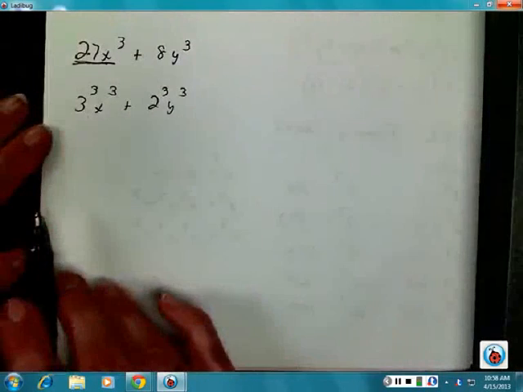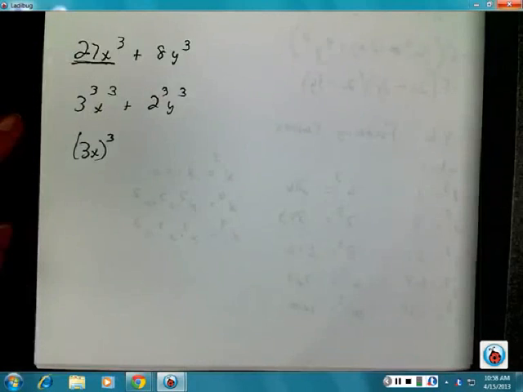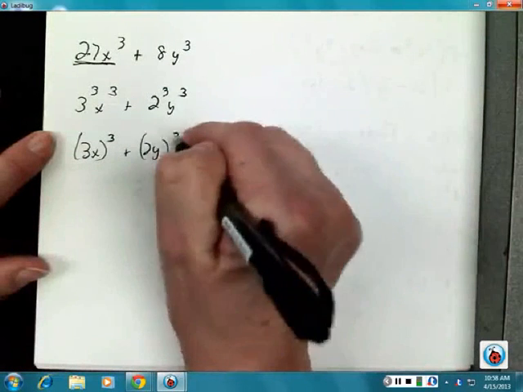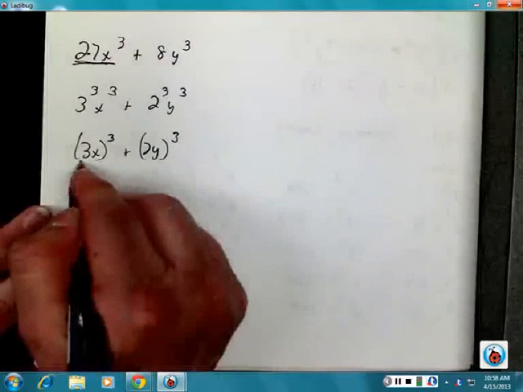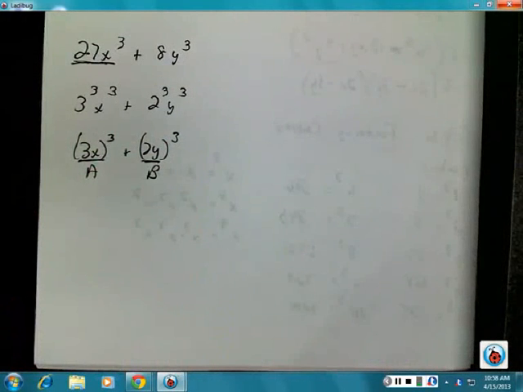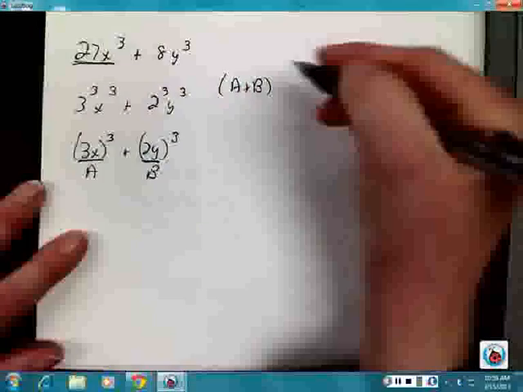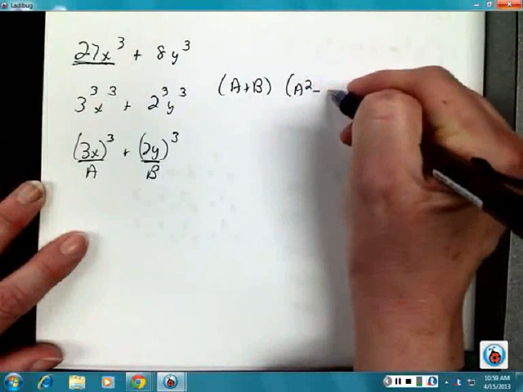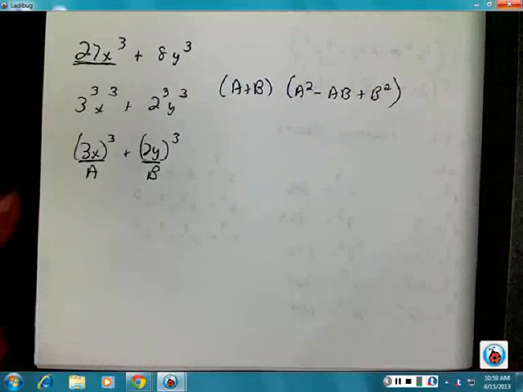So what's my a? Well, because both of these are cubed, 3x cubed is the first one, plus 2y cubed is the second one. This is my base, or that is my a. This is my base, and that's my b. Okay? And if I go back to my formula, and the formula was a plus b because it matches, a squared minus ab plus b squared is what I need to come up with.